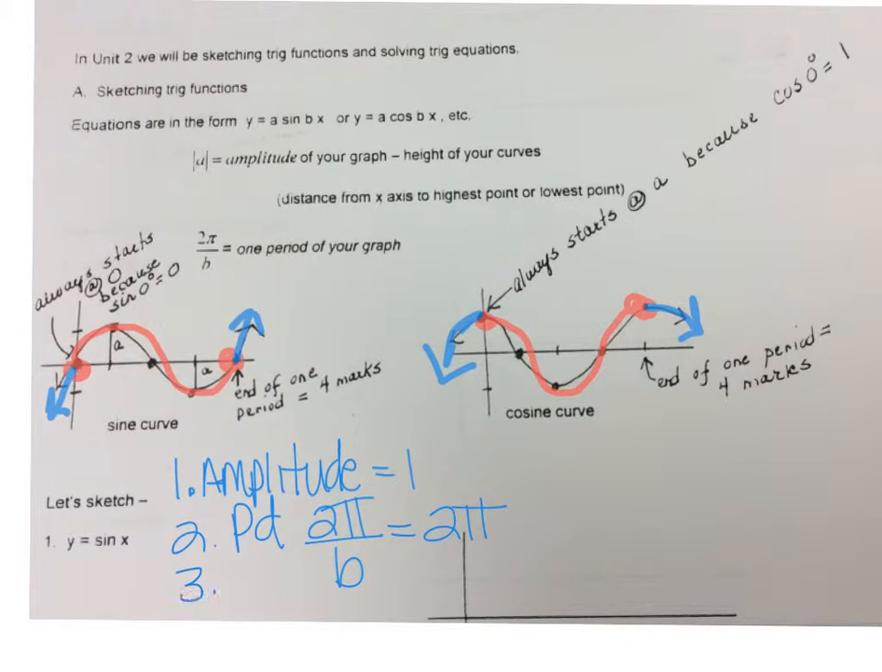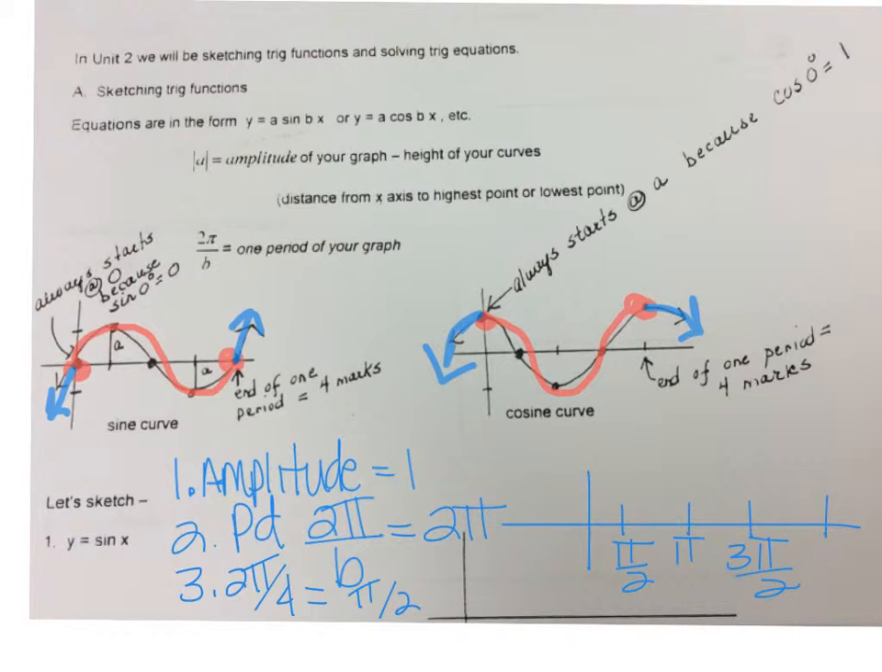The third thing we're going to do is break the period into 4s. So we'll do 2 pi over 4, and that'll give us pi over 2. So when we get ready to graph, we're going to break it up into increments of pi over 2. Pi over 2, 2 pi over 2, 3 pi over 2, and 4 pi over 2.